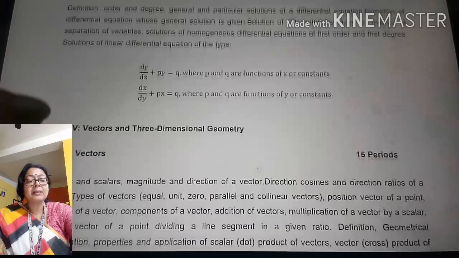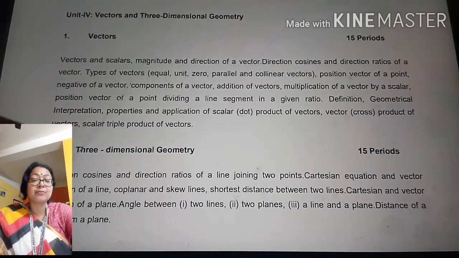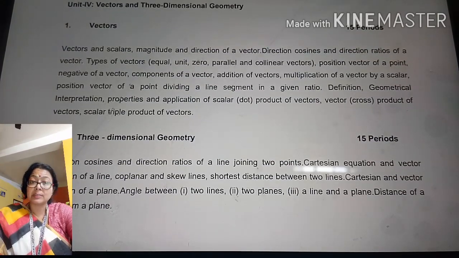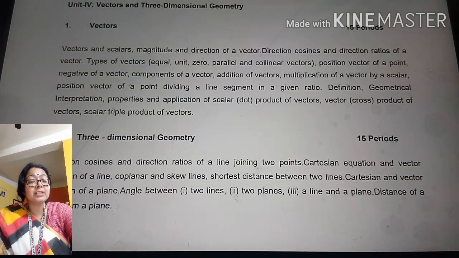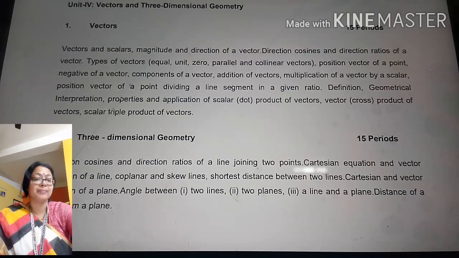Next is vectors and 3D geometry. So under here two chapters, vectors, for these 15 periods are allotted, where you have to learn vectors, scalars, magnitude and direction of a vector, direction cosines, direction ratios, types of vectors, position vector of a point, negative of a vector, addition of vectors, then scalar product, vector product of vectors.